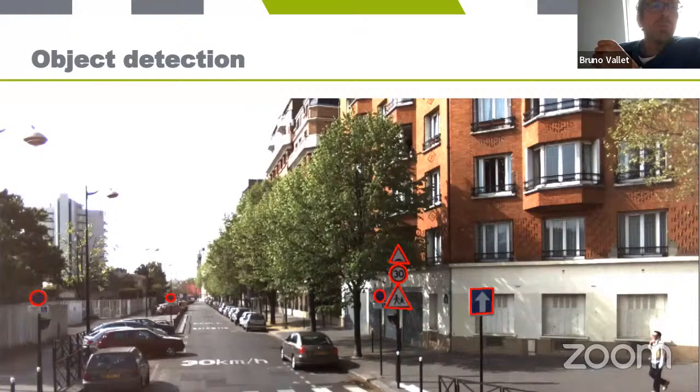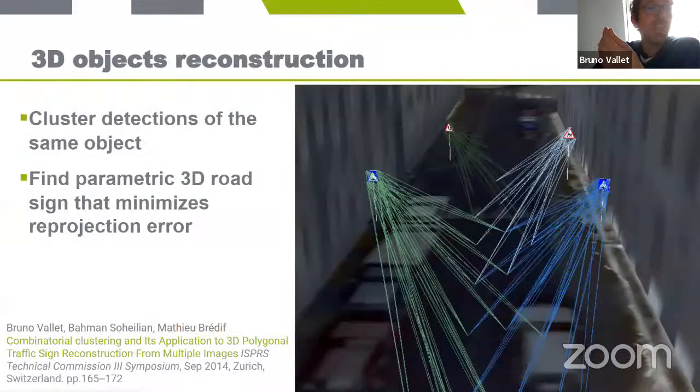That's work we did with Baman Soelian, where we wanted to build a library, let's say a data set, of 3D road signs. First you have to detect them. You also have to have a precise 2D geometry for these signs. Once you build this precise 2D geometry, you need to cluster these detections because you need to find out what are the different 2D detections that correspond to the same 3D sign. In fact, that's the hardest problem in this pipeline. And finally, once you do that, you can find a parametric 3D road sign that minimizes the reprojection error in the 2D images. And once you've done that, you can build your parametric road signs in 3D.